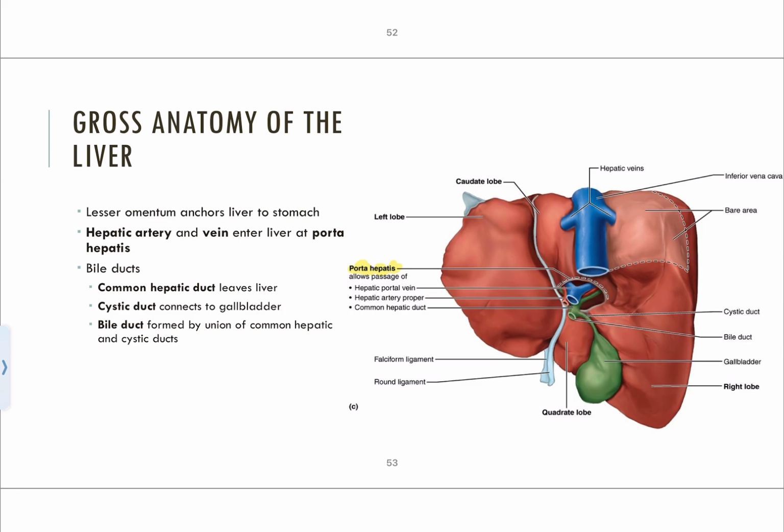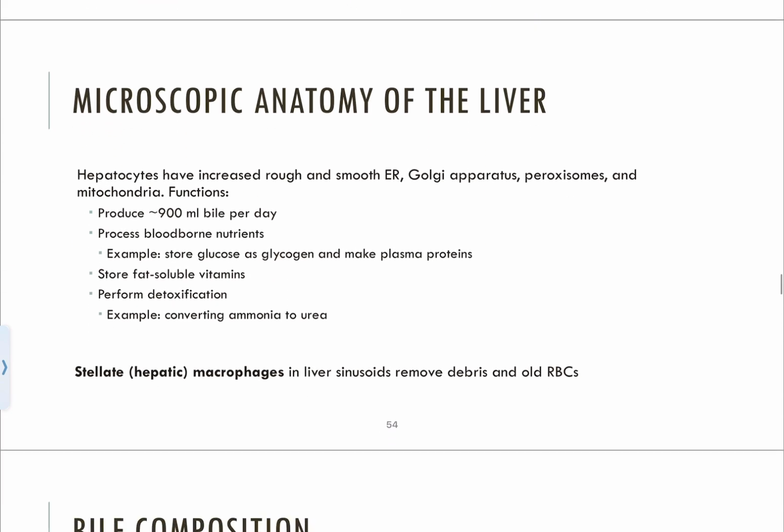We also have bile ducts that are associated with the liver, as we would expect, because our liver is producing the bile. So the common hepatic duct is going to be the one that's leaving the liver. We have our cystic duct, which is going to connect the liver to the gallbladder. And then we have our bile duct, which is formed from the union of the common hepatic and the cystic ducts.